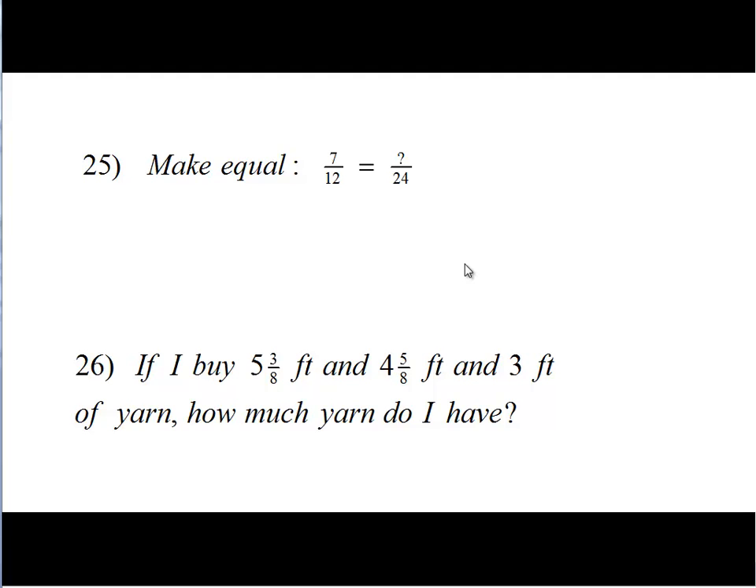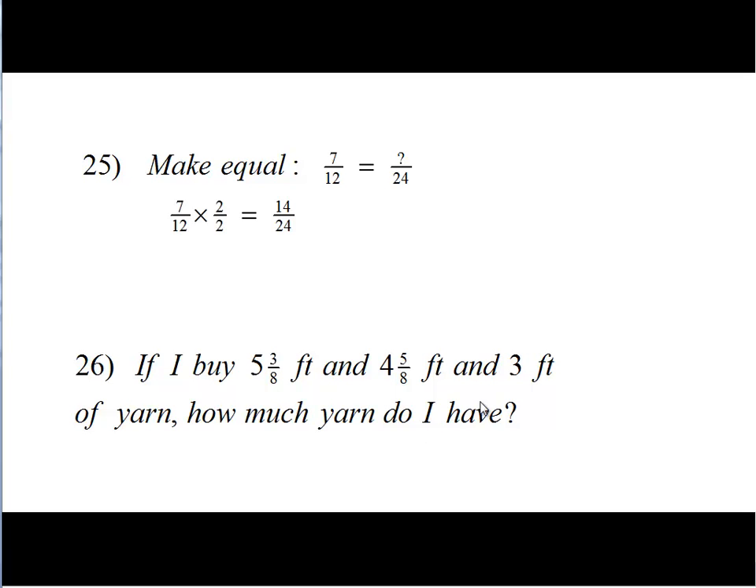Okay, make these equal. Well, I noticed to get from 12 to 24, I have to multiply by 2. So 7 times 2 and 12 times 2 makes 14 out of 24. So the missing number is 14.